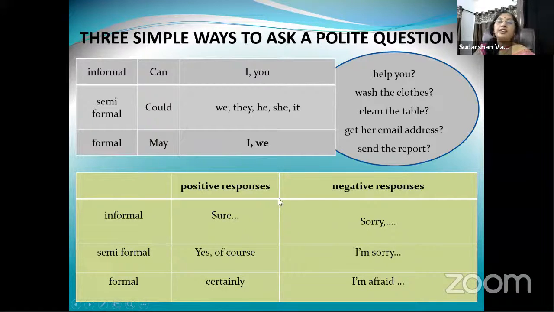So look at the responses. They too have a sense of informality, semi-formal, and formal, depending upon who speaks to whom. This is the most important thing that you have to understand.